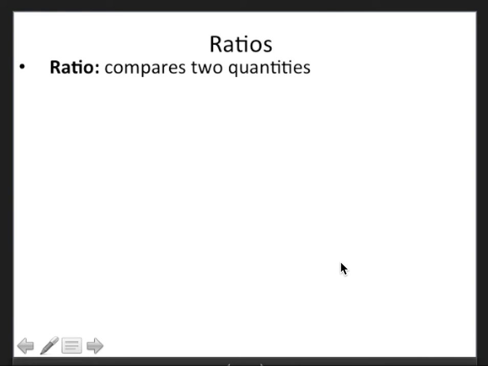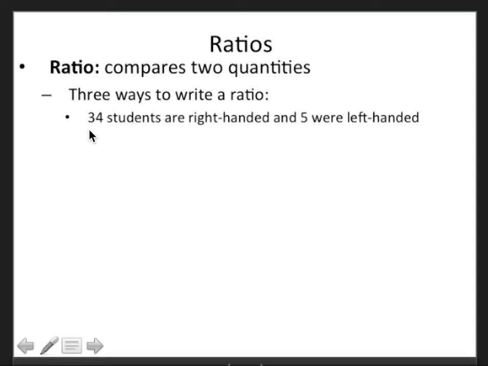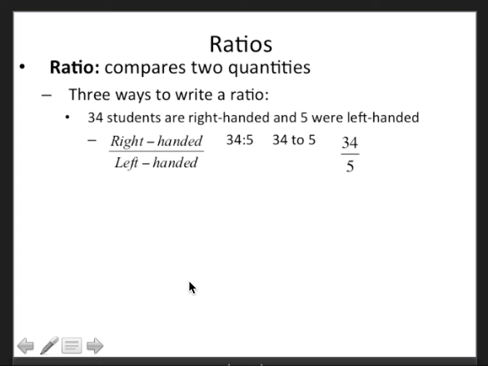There are 3 ways to write the ratios. You have to be able to recognize all 3 of them. The first way to write one, if we're comparing, like if 34 students are right-handed and 5 students are left-handed, 3 different ways to write it would be to write it 34 to 5 using the colon, or 34 to 5 using the word "to", or writing it as like a fraction. We would still read this as 34 to 5.